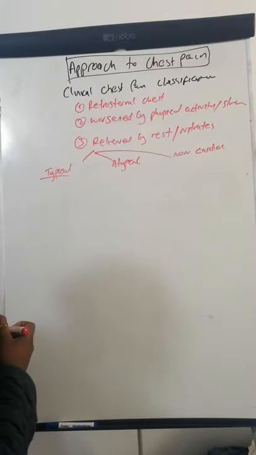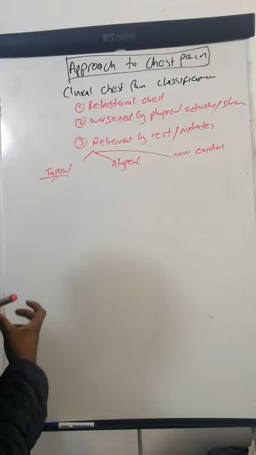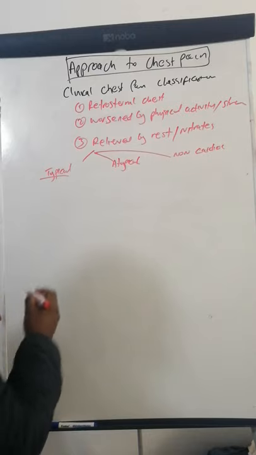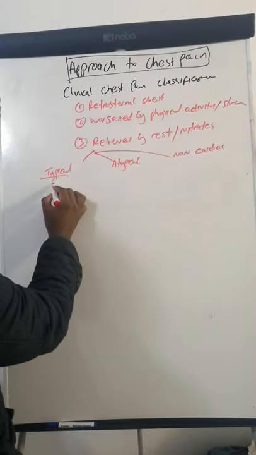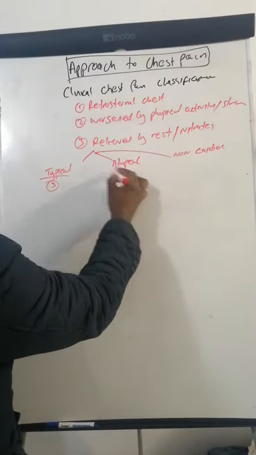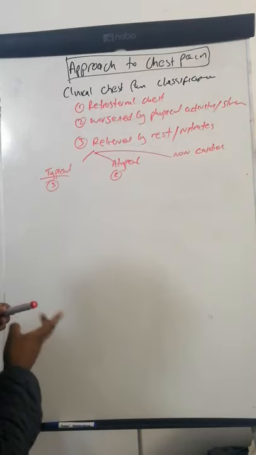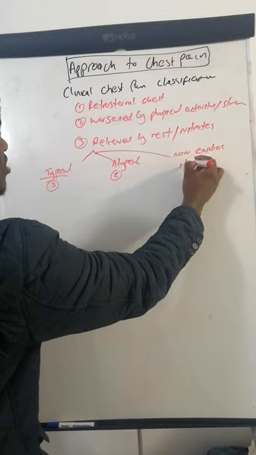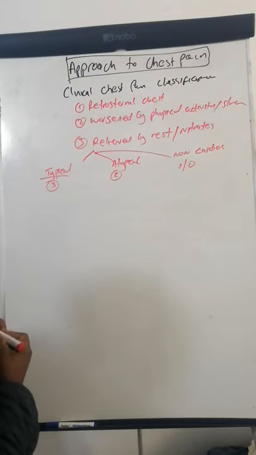Typical means that the patient has got a chest pain and it's a typical cardiac chest pain. When you say that, you are saying you have all of those three, all of them. When you say it's atypical, it means you've got two, any combination there, but only two. If it's non-cardiac, it means you've got one or you've got zero. That's a non-cardiac chest pain.